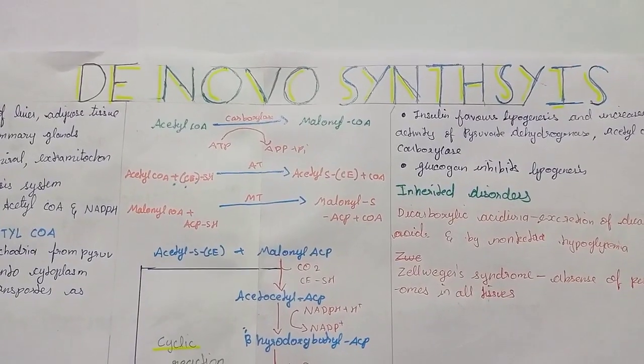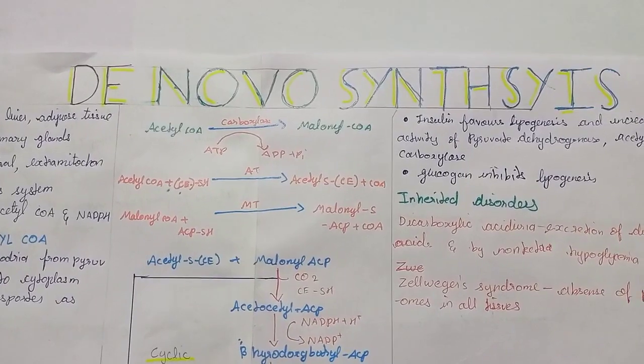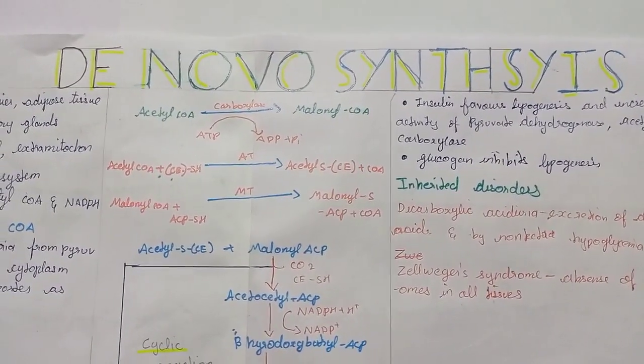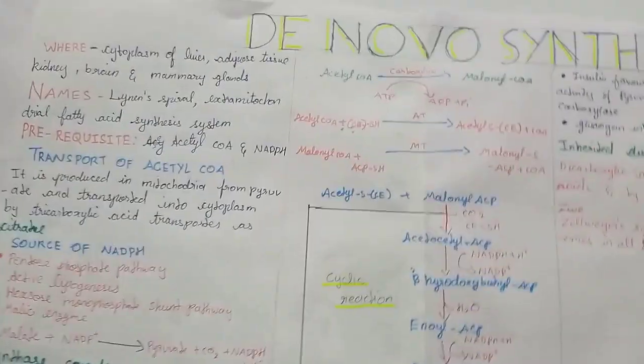Hi guys, today we are going to discuss de novo synthesis. De novo synthesis is a process of synthesizing fatty acid. And the question arises, why does the body synthesize fatty acids? And the answer is to store energy.